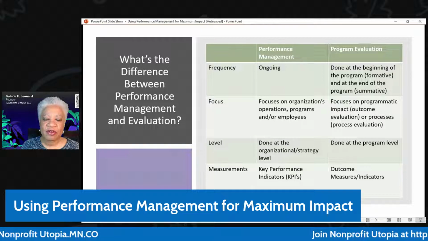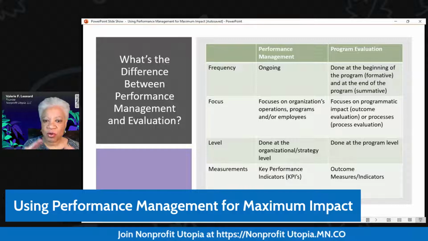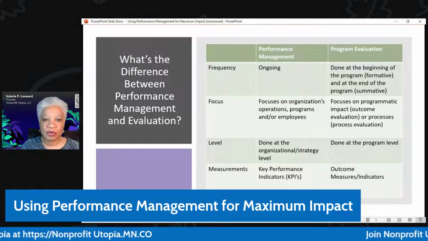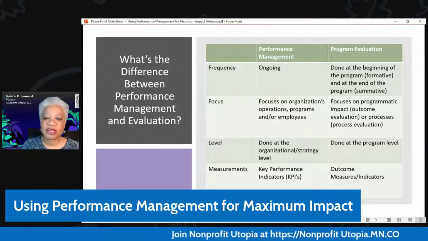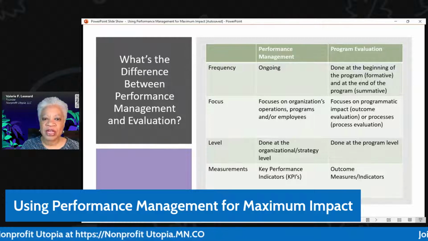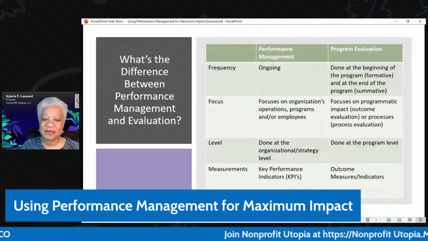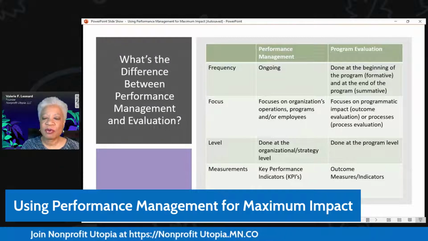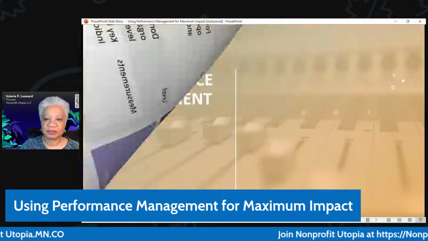Then, when we look at the level, performance management is usually done at the strategy level or organization level, although you can also drill down to the program level, and we'll talk about that later on. And then program evaluation is obviously done at the program level. When we look at how we measure progress for performance management, we're measuring key performance indicators, or KPIs. And for program evaluation, we're looking at outcome measures or indicators.